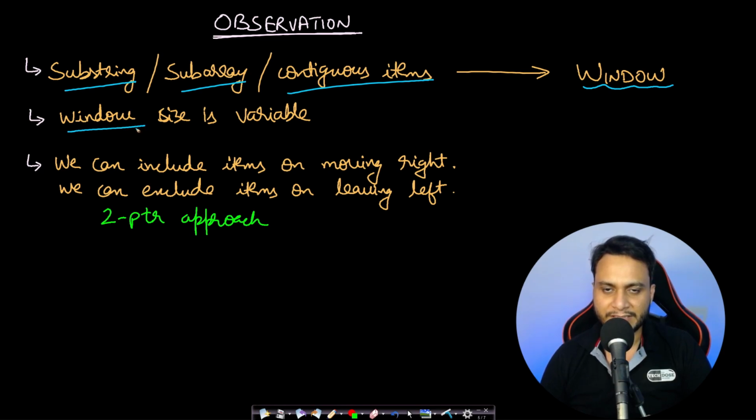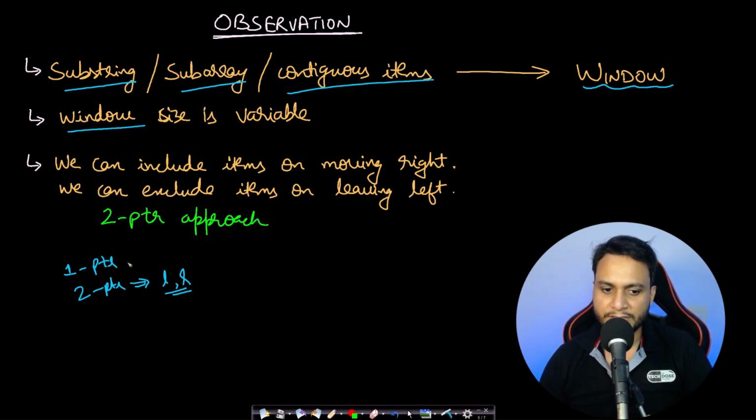Therefore it is a sliding window problem, and even within sliding window problems there are two types. Either the window size is fixed or the window size is variable. If the window size is fixed, then you can solve it with a one pointer approach. If the window size is not fixed, then you need a two pointer approach which maintains the window's left end and right end.